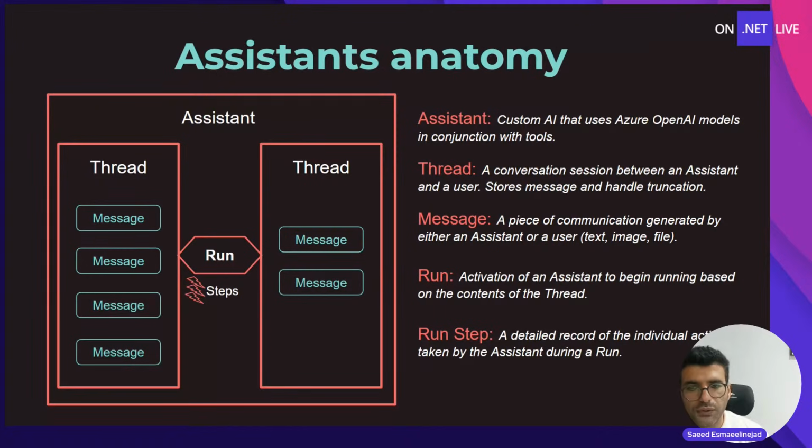Now you have to again check what is the status of that run. Is it completed? Is it expired? Failed? So you have to loop over checking the run to be completed or not, which is probably one of the problems with the assistant as well.